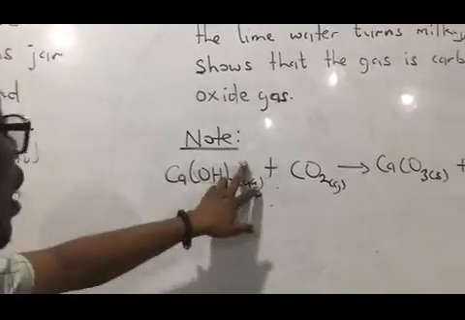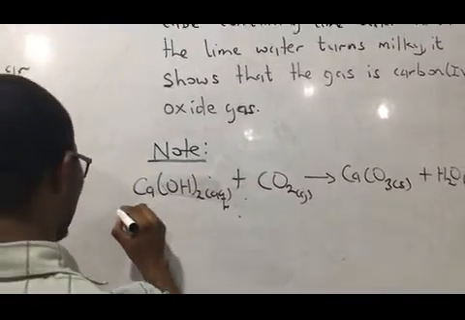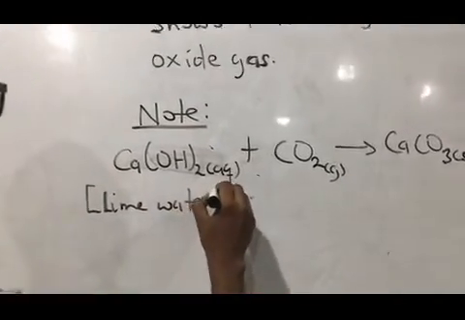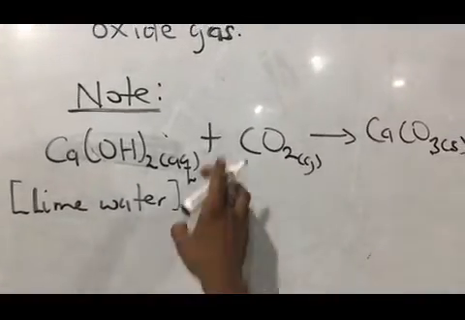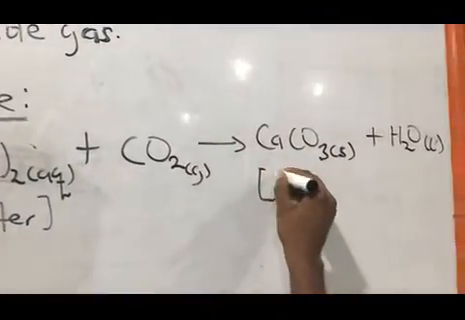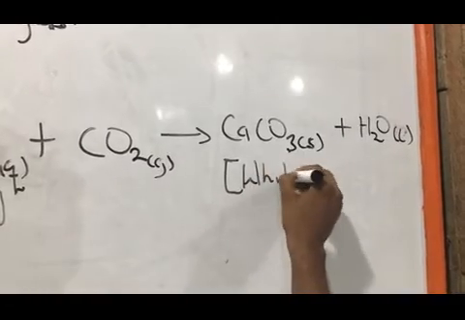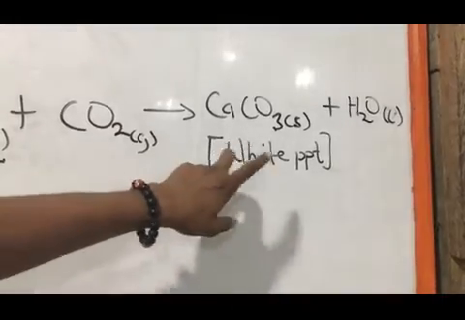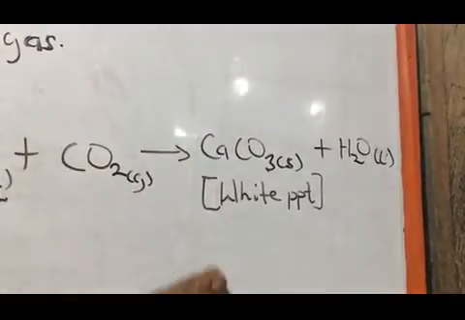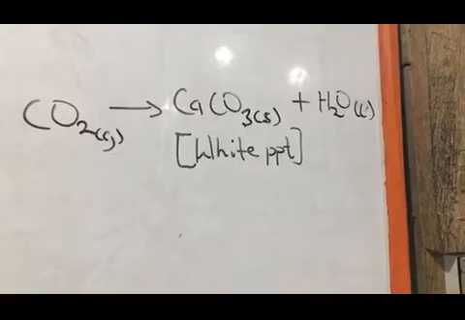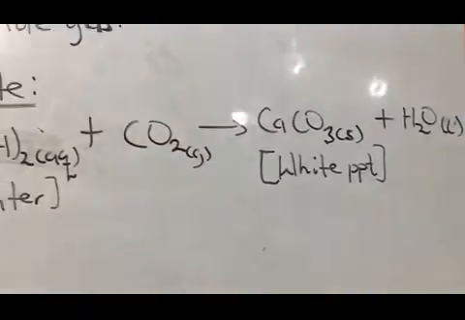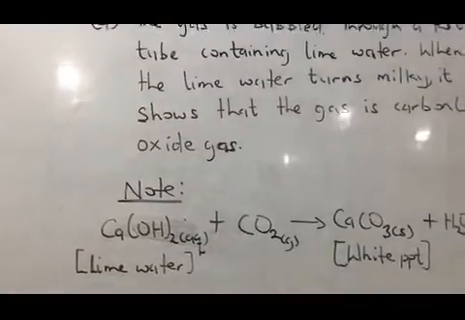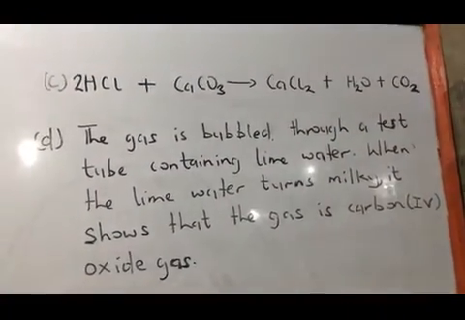So calcium hydroxide, this one is the lime water. And then this is the carbon dioxide. When it forms this, this is what is responsible. This gives you a white precipitate. So that is what is responsible for the murkiness or the cloudiness. The calcium carbonate that is formed is what produces the murkiness. So take note. That is the equation for the test for carbon dioxide.